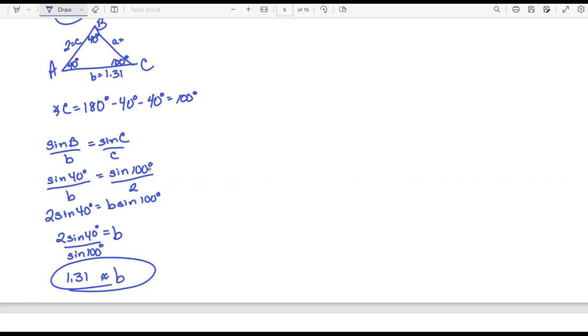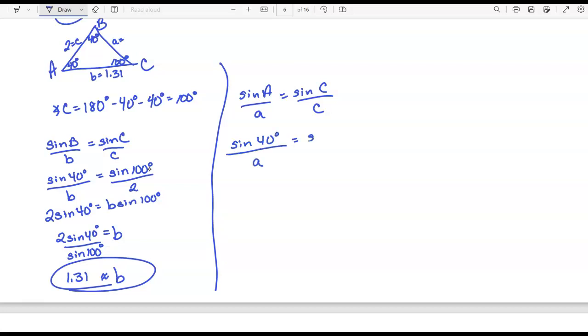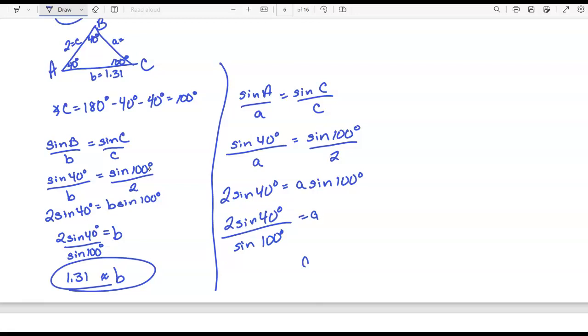So now let's find side A. Sine A is going to be set up pretty much the same way. So we're looking at sine of A over A equals sine of C over C. So we have sine of 40 over A equals sine of 100 over 2. It's the exact same setup that we had over here. So we're going to get the exact same value. Multiply both sides, well, cross multiply. And divide. So A is also 1.31.